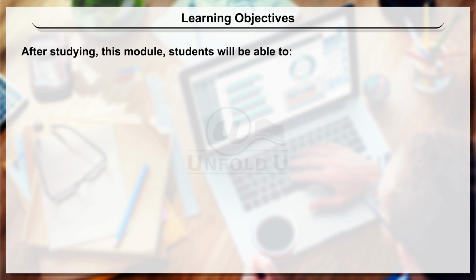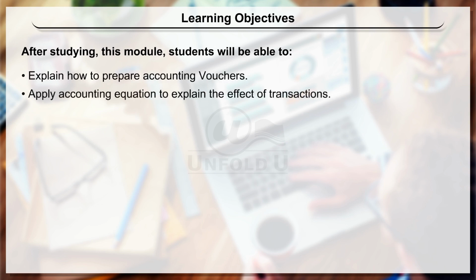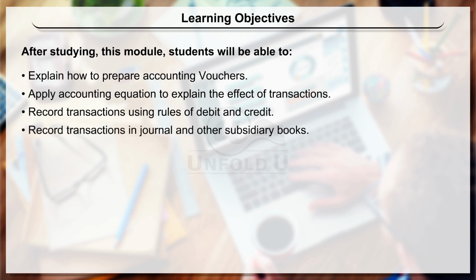Learning objectives. After studying this module, students will be able to explain how to prepare accounting vouchers, apply the accounting equation to explain the effect of transactions, record transactions using rules of debit and credit, record transactions in journal and other subsidiary books.